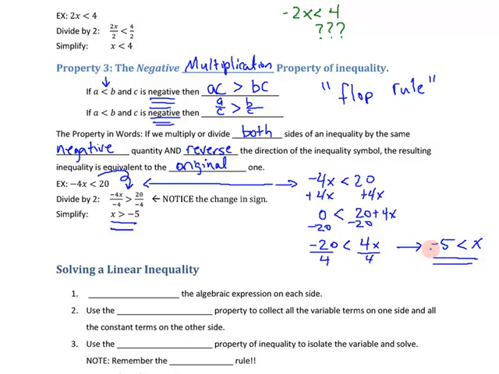Okay? So that's what you've got to remember. It's exactly the same technique we use for solving equations to solve inequalities, with one exception, and that's this property 3. Whenever we use a negative to multiply both sides or divide both sides, we have to change the direction of the sign.